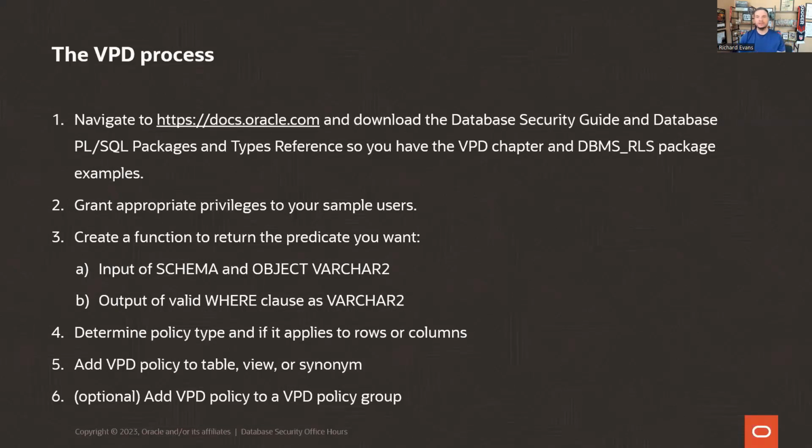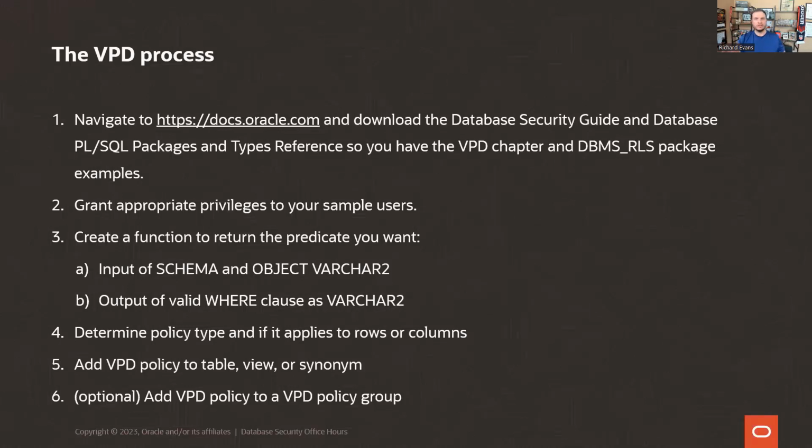Determine whether your policy applies to rows, columns, or both. I'm sorry, rows, columns, or both. And then make that decision. Add it to a table, a view, or a synonym. And I'll be honest, this is something I didn't think about when we started putting this presentation together: you could apply a policy to a synonym or a view, but have the table still function without the policy.